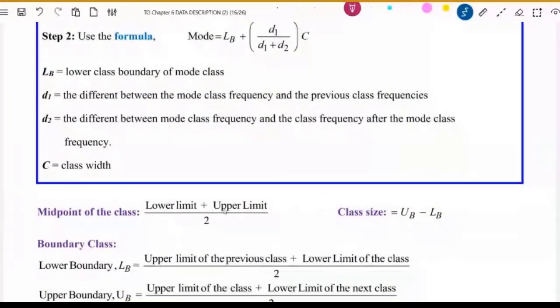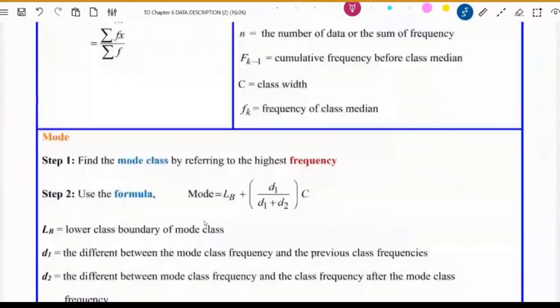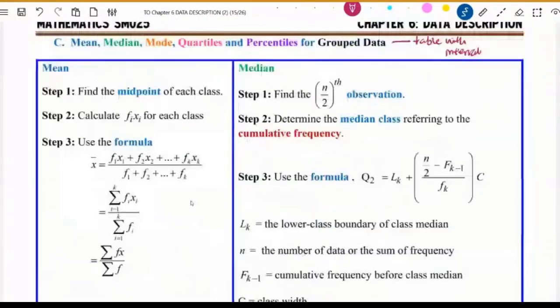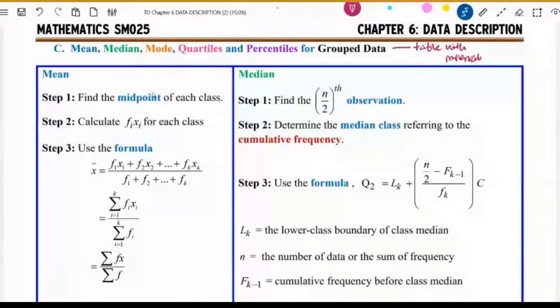Okay, so once we have the midpoint, which we call x, you have to times it with the frequency for each class. Okay, so midpoint mesti cari untuk setiap kelas, darabkan dengan frequency kelas tersebut, and then you have to add up the fx to divide by total frequency. So you can have the mean.